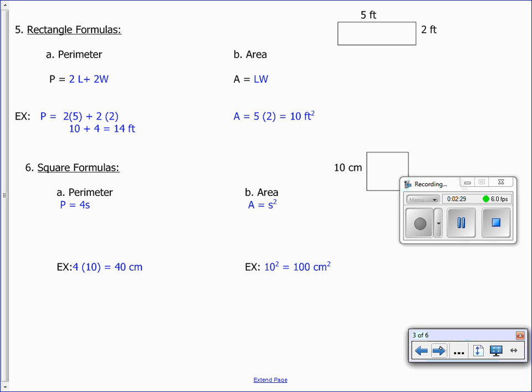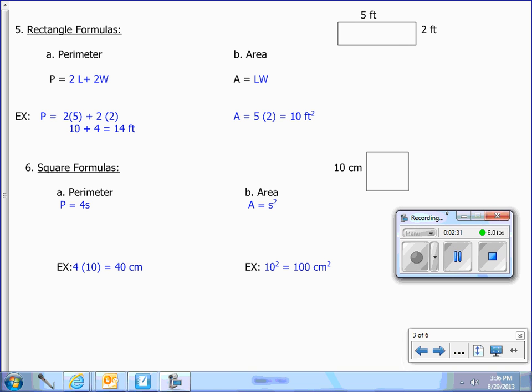So our rectangular formulas, as I introduced on the previous slides: for perimeter, it's 2L, 2 of the lengths, plus 2W, which is 2 of the widths. Area is going to be length times width. So if we're doing the formulas with the rectangle, again, like I've said, P is equal to 2L plus 2W. And then in B, area is equal to LW, length times width.